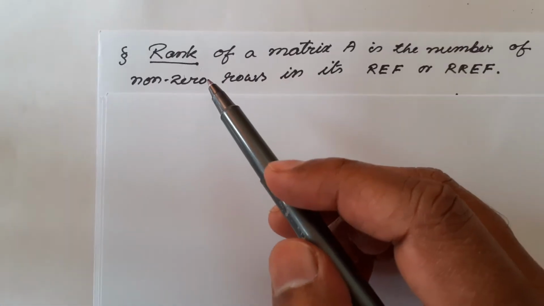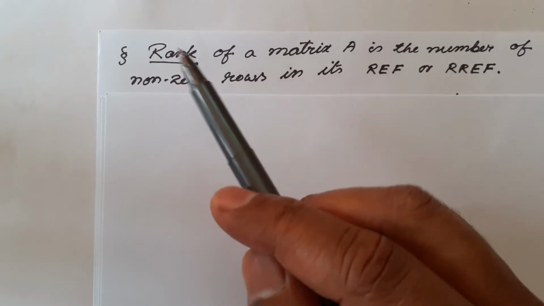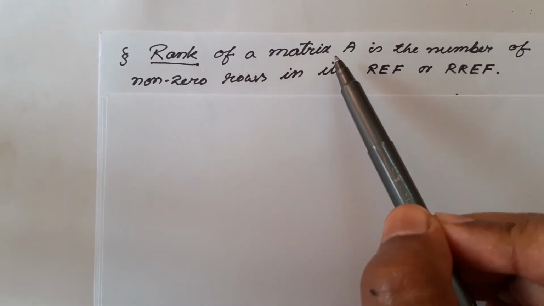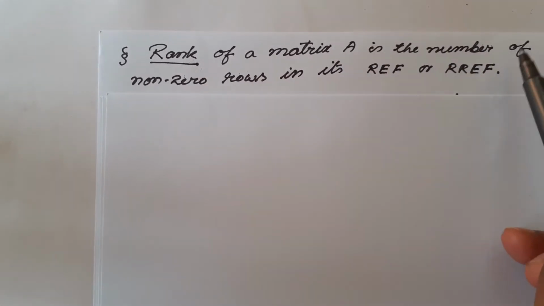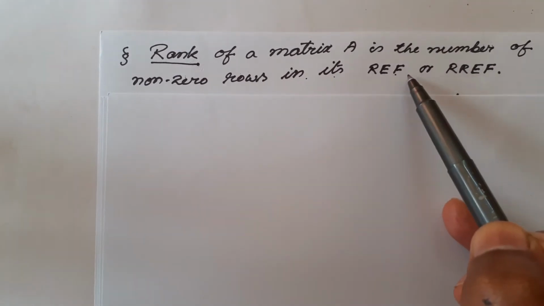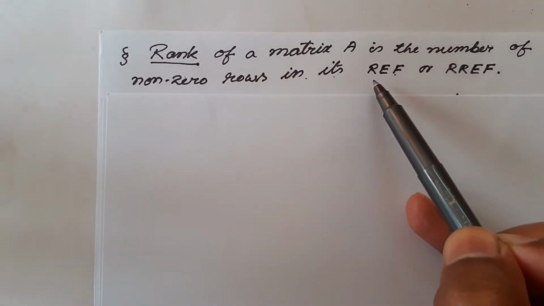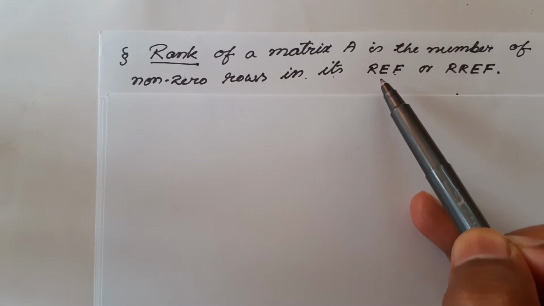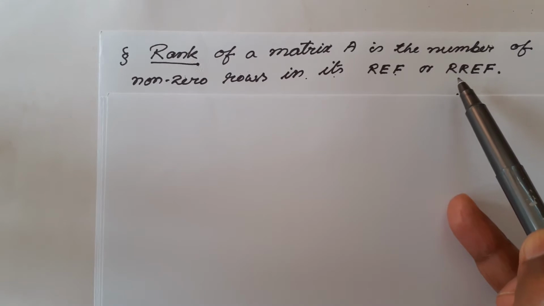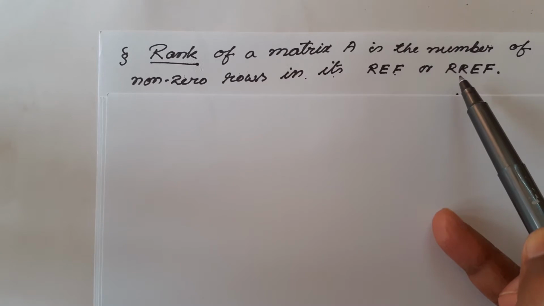Welcome back. We are going to now discuss the concept of rank related to matrix. So let's go through the definition first. Rank of a matrix A is the number of non-zero rows in its row echelon form or reduced row echelon form. So we have already discussed how to get the row echelon form of a matrix. We have not discussed how to get the reduced row echelon form of a matrix. So we will very soon do it.